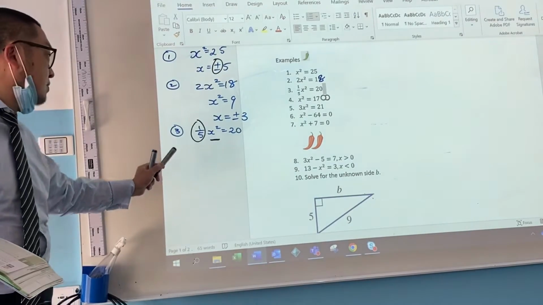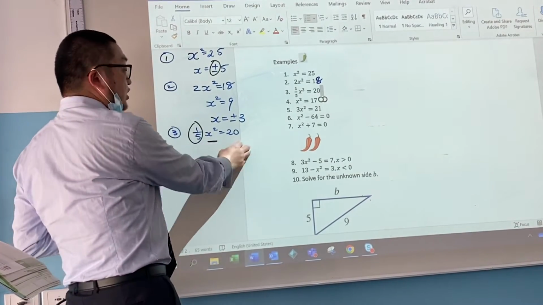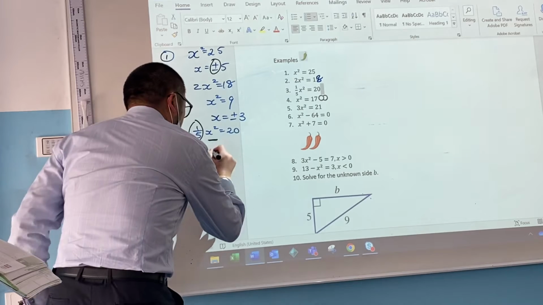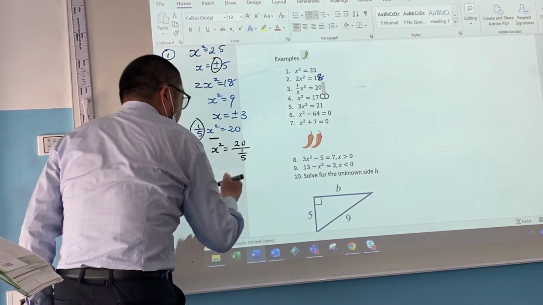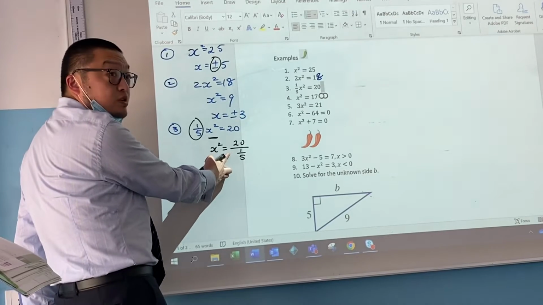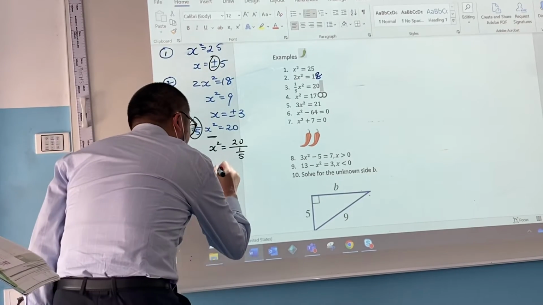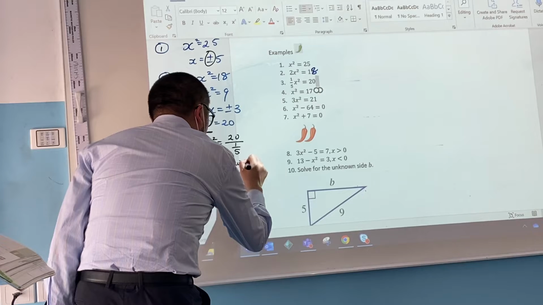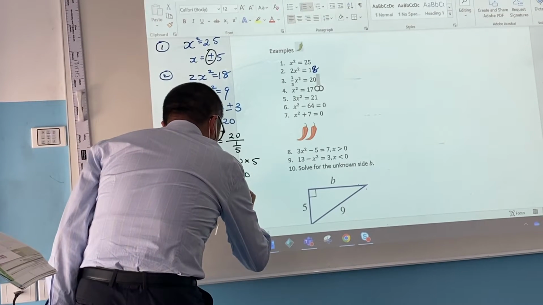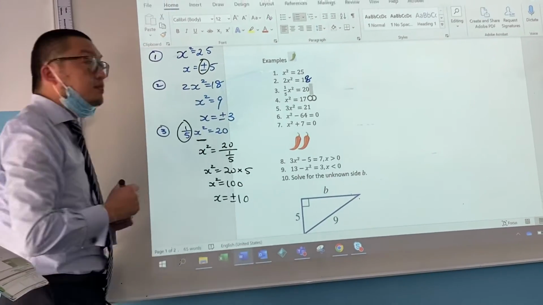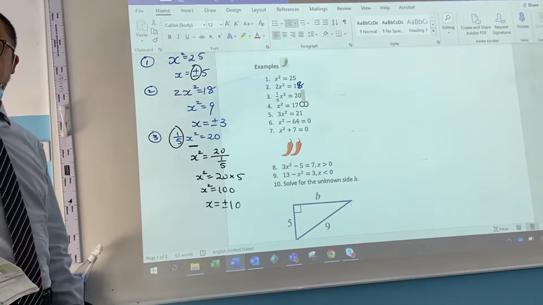Think like this. Something times something is 20. So x squared equals 20 over 1 over 5. And divided by a fraction, we said many times, change divided into times and flip the fraction upside down. I'm writing down in extreme detail. Is that okay?